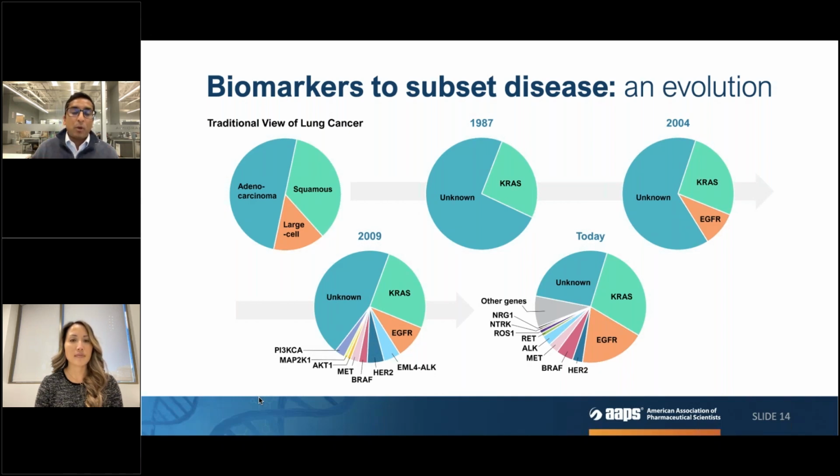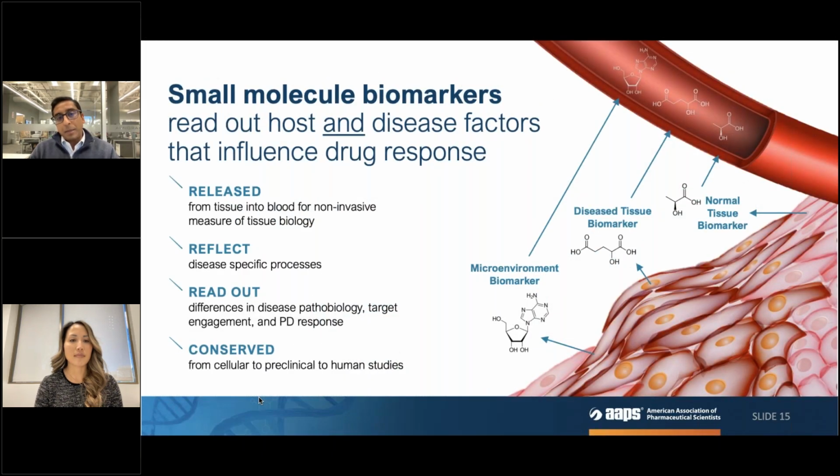Now, this has obviously worked quite well using genetics in the oncology space, particularly since these genetic measures allow us to subset tumors according to their molecular pathogenesis. But what happens when we think about the non-cancer space? Are there other markers that we can leverage for which genetics may not be ideal to identify subpopulations of disease? And here is where Sapient enters, and we spend quite a bit of time thinking about other non-genetic markers that may in fact allow us to subset disease. And when we think about these non-genetic markers, we're particularly focused on what we call small molecule biomarkers that allow us to read out both host and disease factors that may influence drug response.